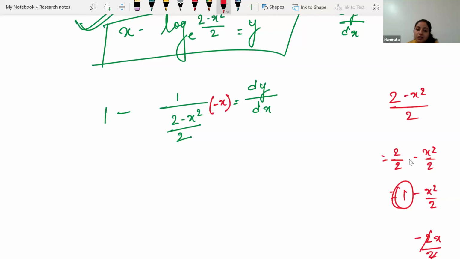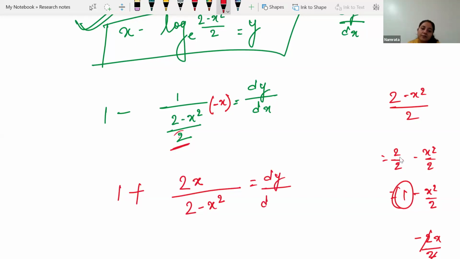If you are having any confusion, please let me know. This is the chain rule I have used. The derivative of logarithm of this one is 1 by x, and then again this is not just x, so we have to do the derivative of that, which has given us minus x. So we got 1 plus 2x in the numerator. This 2 will go upside, and in the denominator we are having 2 minus x square, is equal to dy by dx.